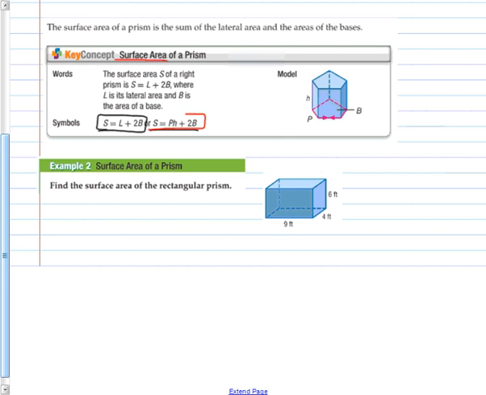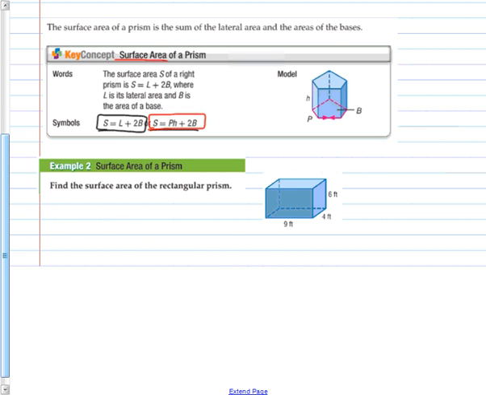Write down this formula, the one I did in red, because the lateral area is found by the perimeter times the height. So the surface area, which means total surface area of any prism, is going to be perimeter times height plus twice the area of the base.